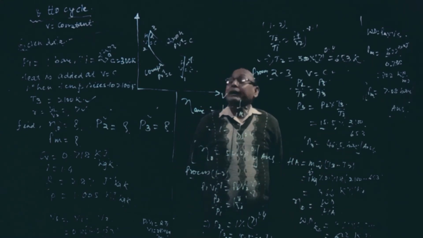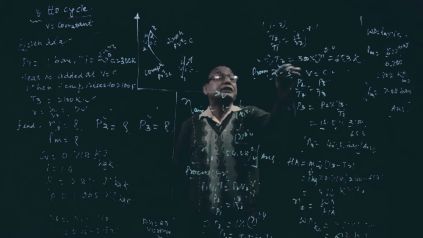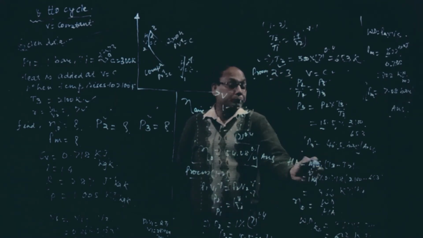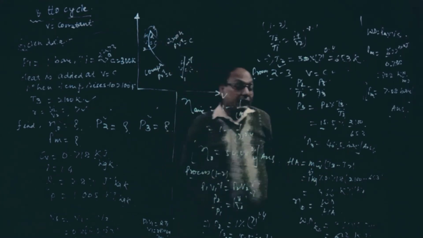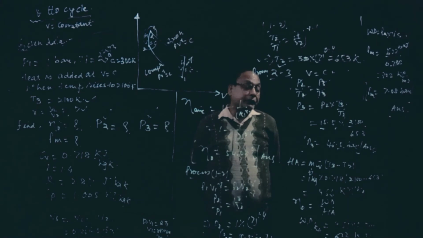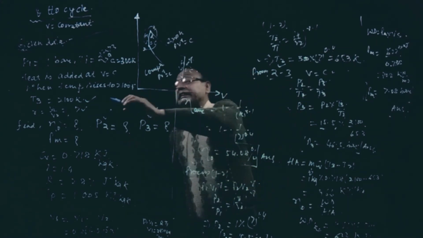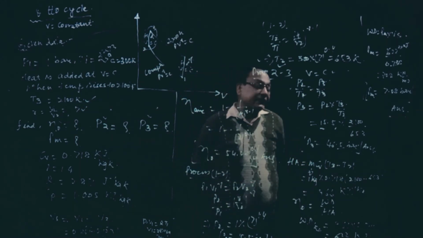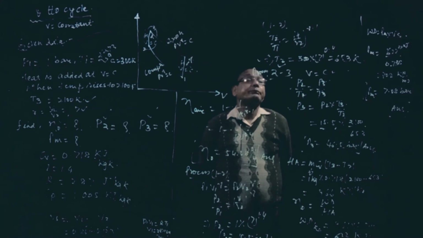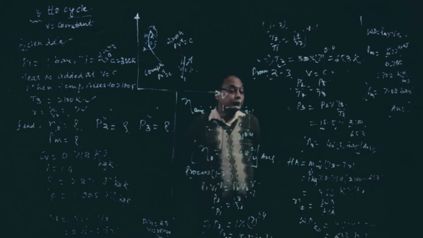Now we have to find out the heat addition. That's why we have already found out the temperature T2. So the heat addition for this process is m Cv into T3 minus T2. So m is 1 kg, Cv is 0.718, and T3 is given in the question as 2100 Kelvin. So 2100 Kelvin minus T2, which is 653. So it is 966 kilojoule per kg.